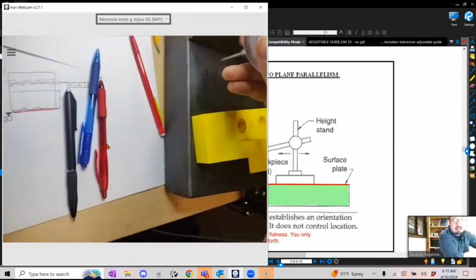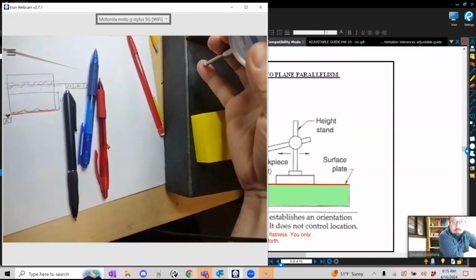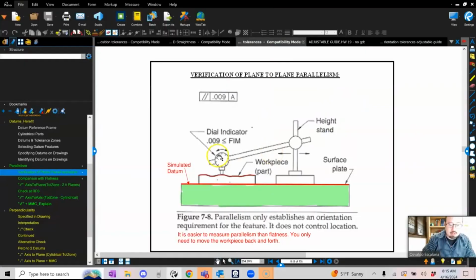Again, I have to set up a better one. My dial indicator will move up and down. This is pretty much what I'm trying to tell you, right? So I move my part, and it will give me the deviation on my part as my dial moves, in thousandths of an inch.